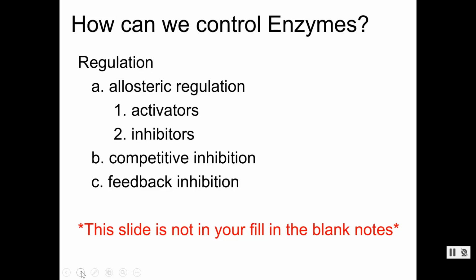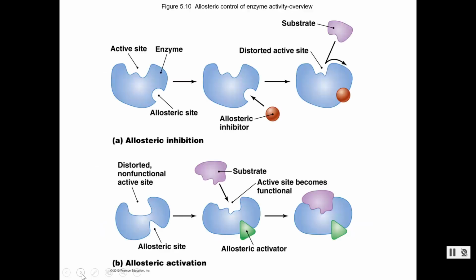How can we control, or how does a cell control, regulate enzymes? All right, so we're going to talk about a couple of different categories. We're going to talk about allosteric regulation, and that has activators and inhibitors. We're going to talk about competitive inhibition and feedback inhibition. So let's do allosteric regulation first.